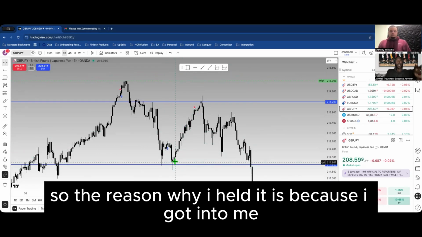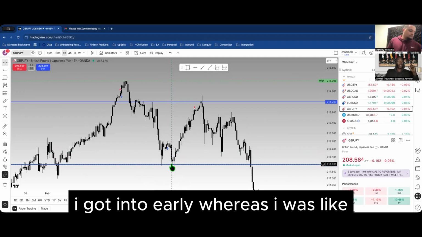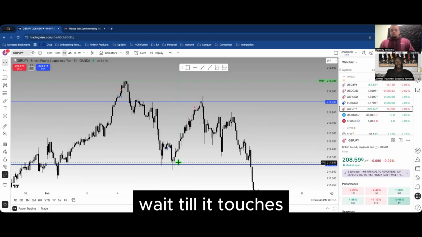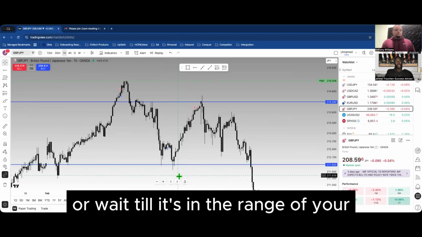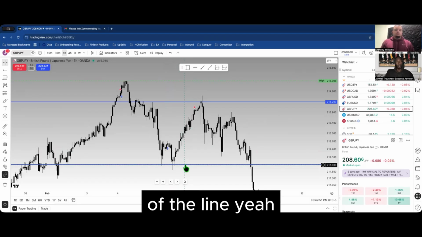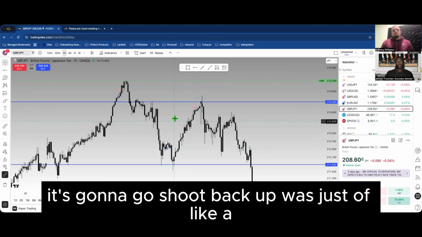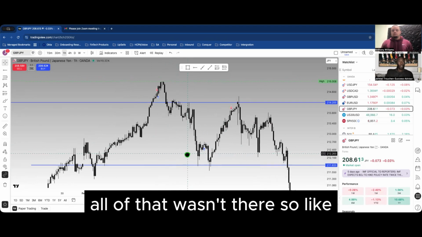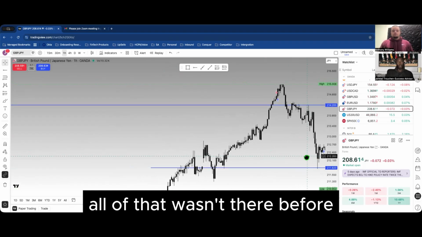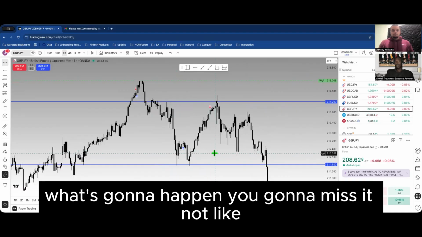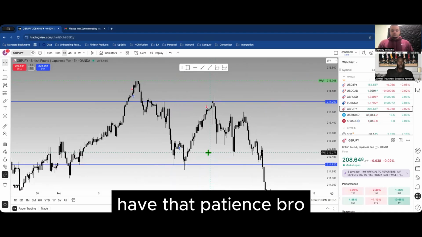So the reason why I held it is because I got in early. One of my rules should be to wait till it touches, or wait till it's in range of the line. Yeah. So getting in here, thinking okay, it's gonna shoot back up, all of that wasn't there before. Just off of what's gonna happen? You're gonna miss it? You don't have that patience, bro.